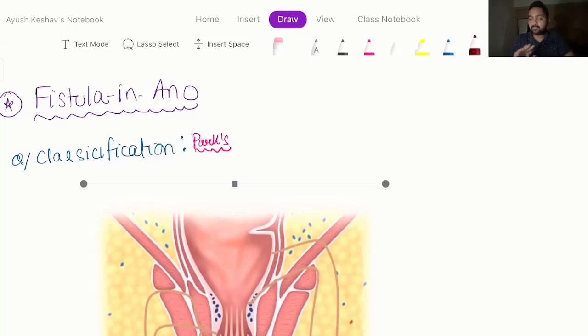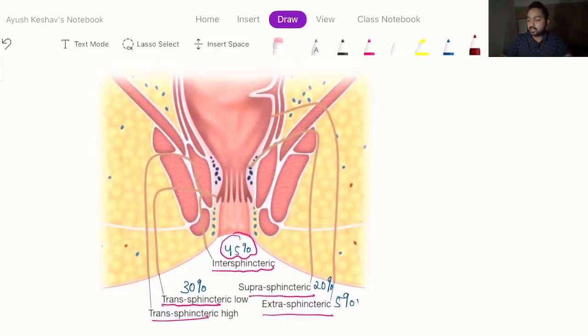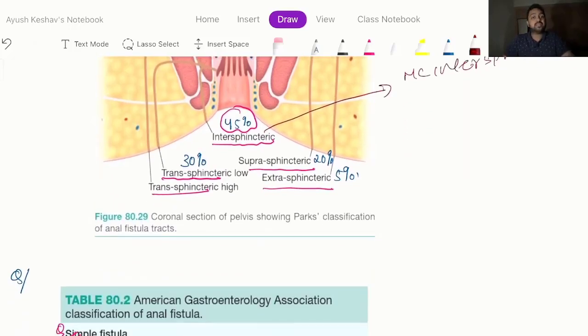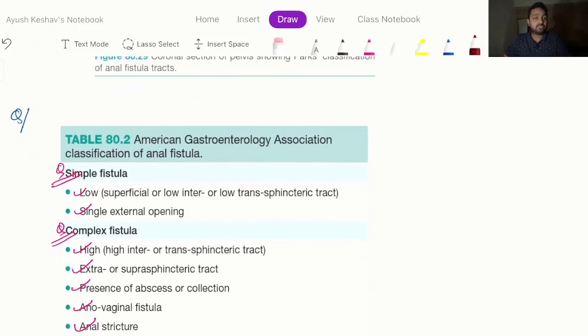In fistula in ano, one of the most important questions asked is regarding the classification. The classification is the Parks classification, which classifies fistula in ano into the following types: intersphincteric, transsphincteric, suprasphincteric, and extrasphincteric. The most common type is the intersphincteric fistula. Then there's another classification given by the American Gastroenterological Association, which classifies it into a simple fistula or a complex fistula. A complex fistula would include anal stricture, anovaginal fistula, extra or suprasphincteric tract, and it should be high.